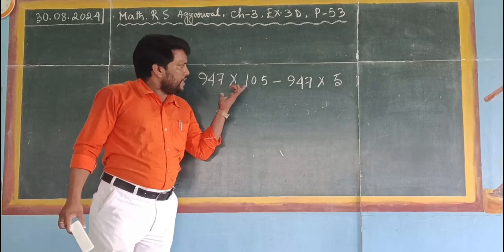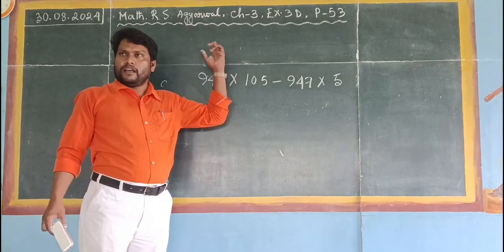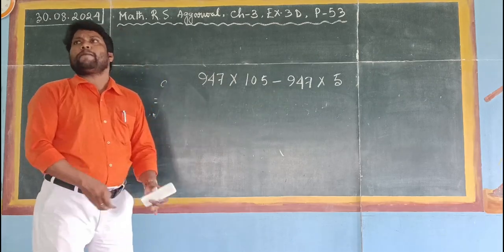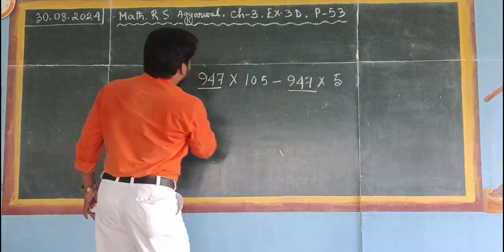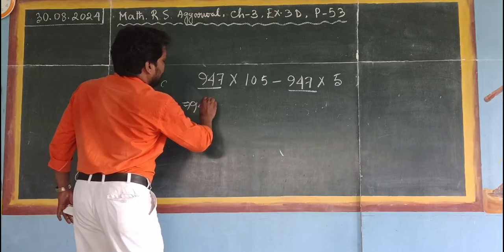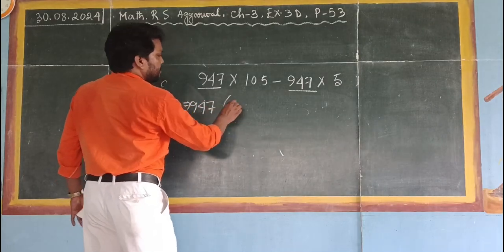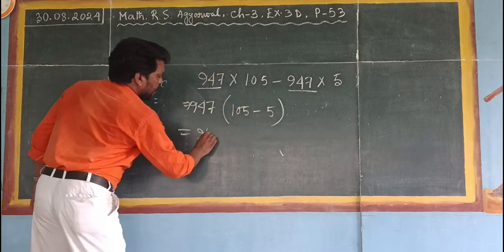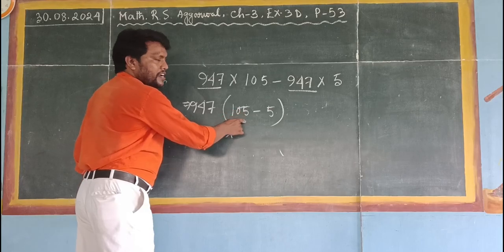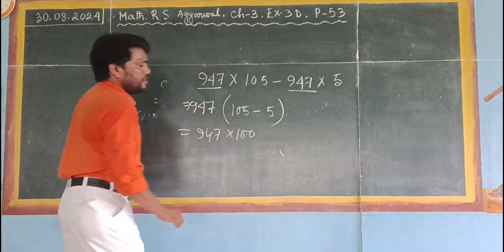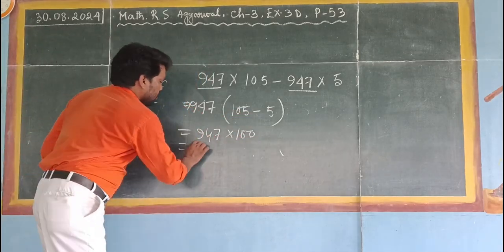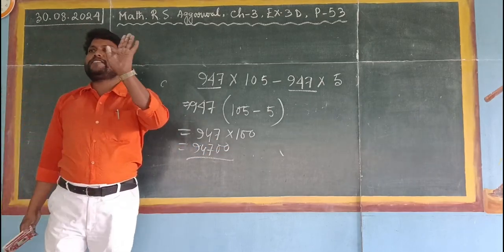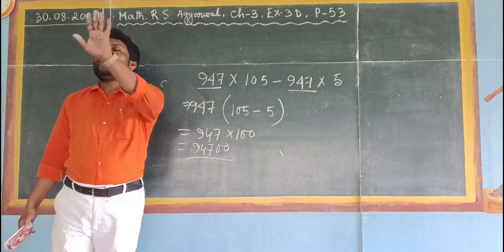When you look, it matches the distributive property of multiplication over subtraction, so you apply it. Which is common? 947 is common. Within the bracket, 105 minus 5. Then you will get a multiple of 10, that means 100. So, 94700. So these are the basic properties of whole numbers.